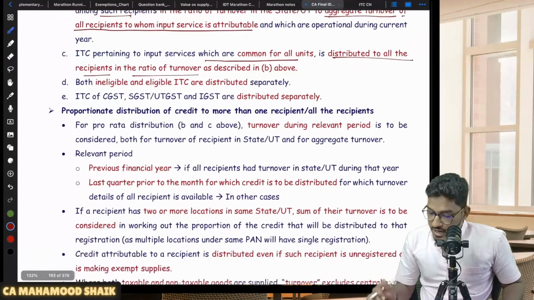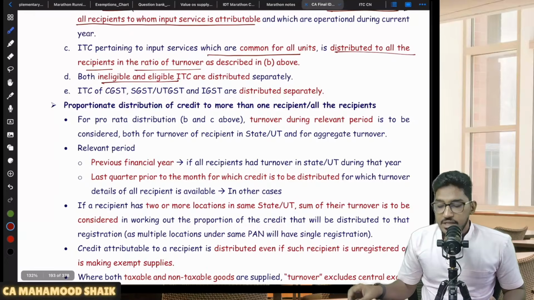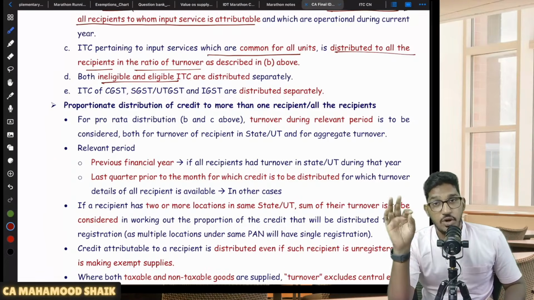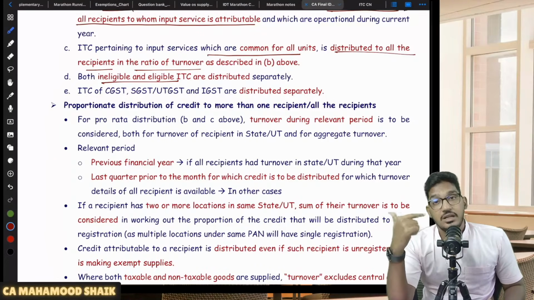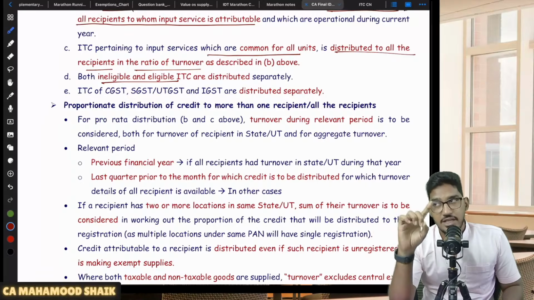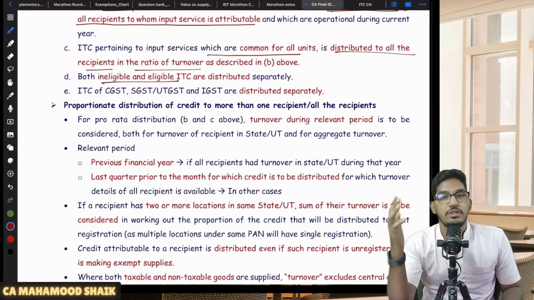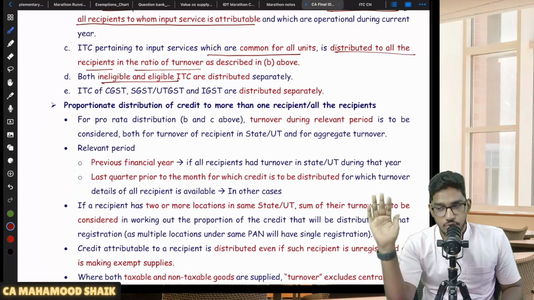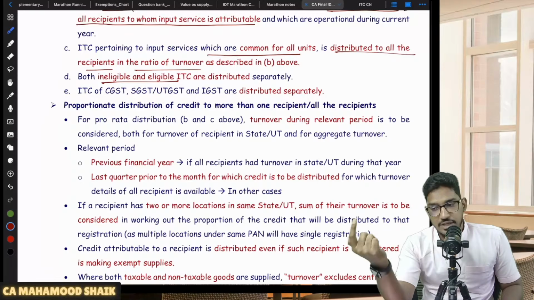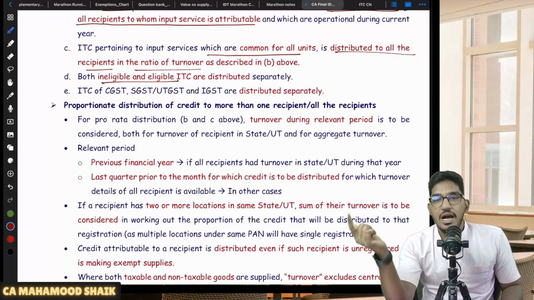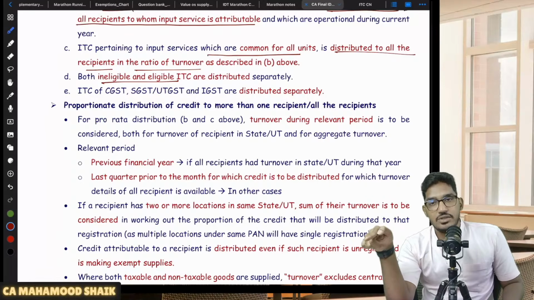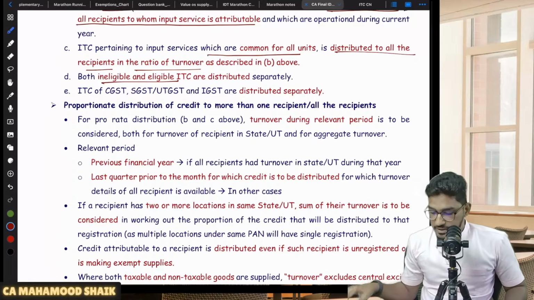Next. Both ineligible and eligible ITC is required to be distributed. Both ineligible, blocked credit, everything will be distributed. Now the recipient will claim eligible ITC only; ineligible ITC he will not claim. But distribution has to happen for both. You have to do the distribution for eligible credit also, and for ineligible credit also. Every credit has to be distributed, and the recipient will not take the ITC of the ineligible component. Eligible ITC he will take.